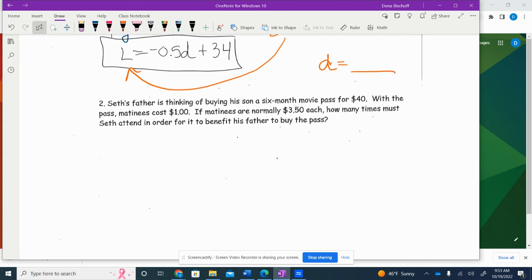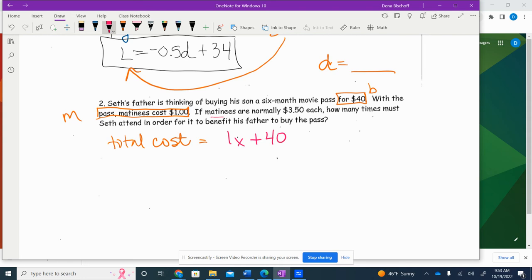Seth's father is thinking of buying his son a 6-month movie pass for $40. That's my beginning value. And that way the matinees only cost $1 per visit. That's my slope. So the equation here, total cost, which is y, is going to be 1 times every visit plus the $40 initial fee.